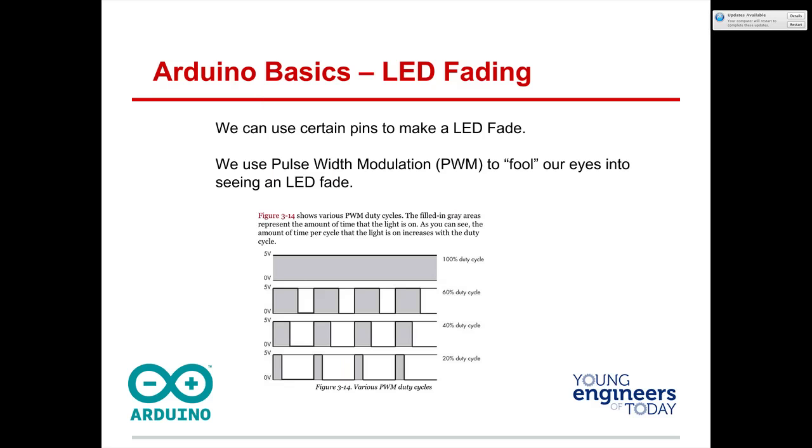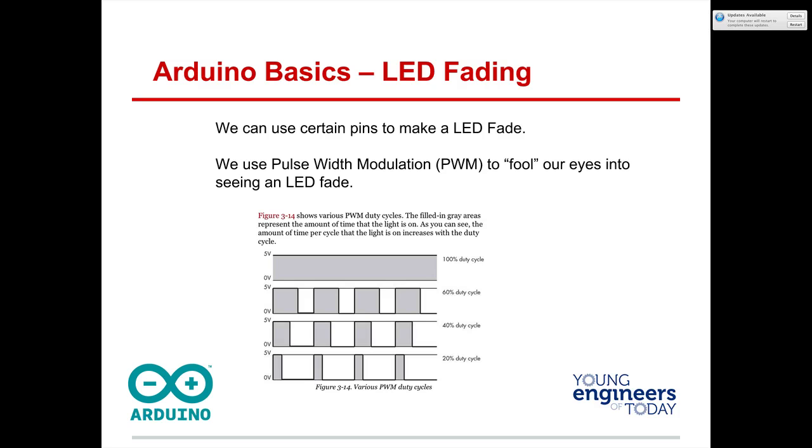All right, now we're going to talk about pulse width modulation. That is the idea that we can make a digital pin, such as an LED, look like it's fading. Remember, we said something digital is either on or it's off. So it's on or it's off.